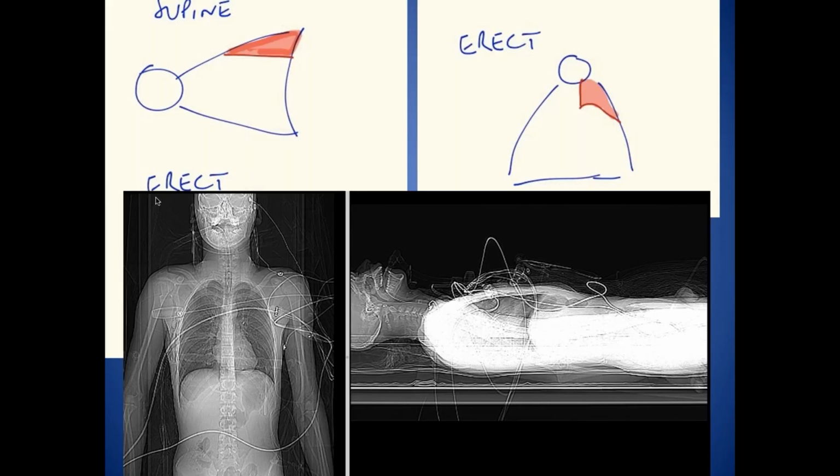I couldn't find any particularly good diagrams in the book, so I drew these myself. In a supine patient, you do get evidence of a deep costophrenic sulcus. So on the scanogram on the left-hand side, you can see that the right costophrenic angle is much deeper than it is on the left. And this is because the patient has a supine pneumothorax.